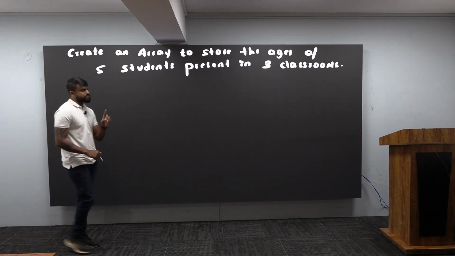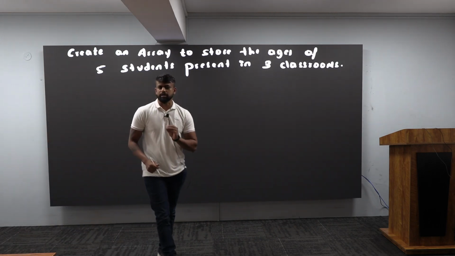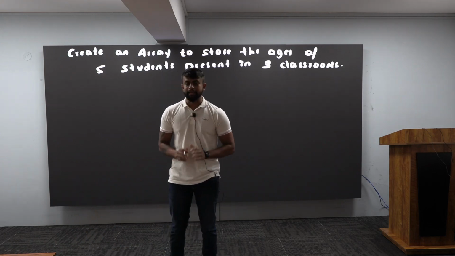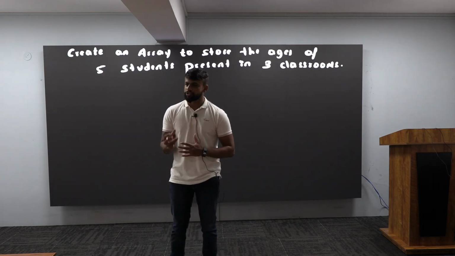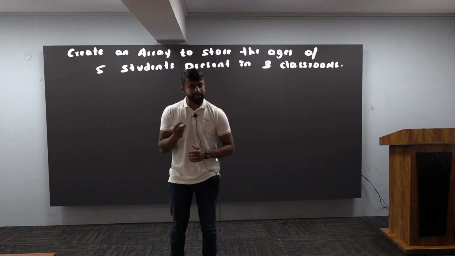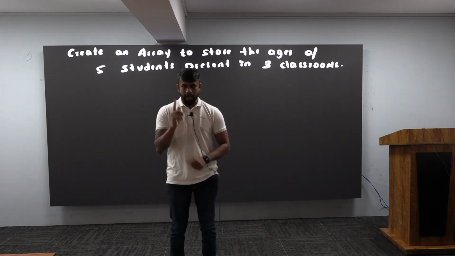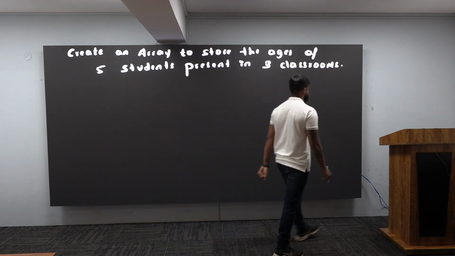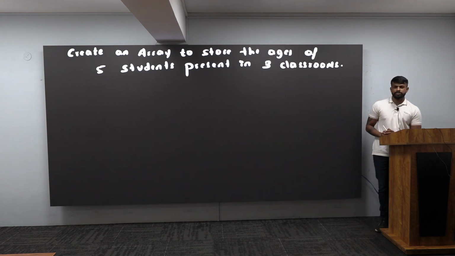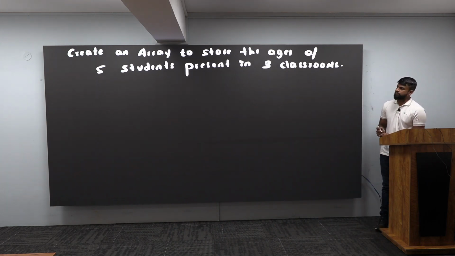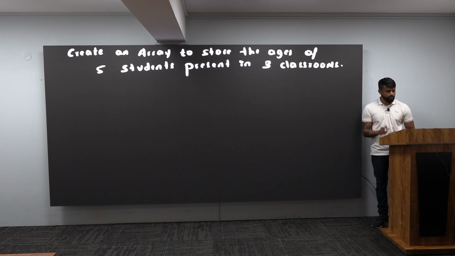It means in each classroom there are 5 students, and you have to store their ages. And you should not simply store, you should create an array and then store. I want you to read this question once again. You have 1 minute, and after that I will tell you how to solve this.